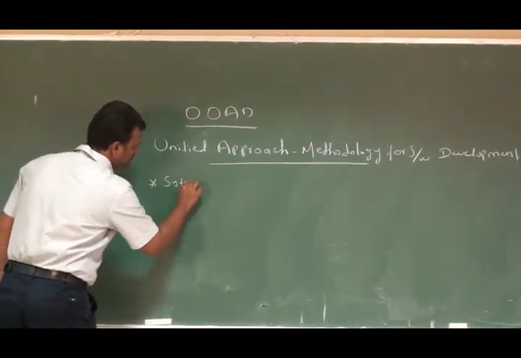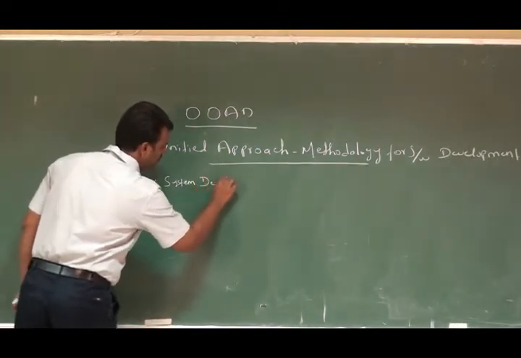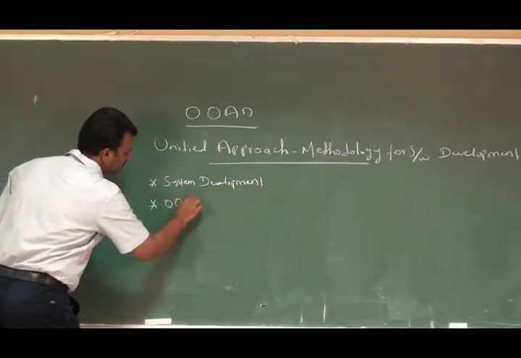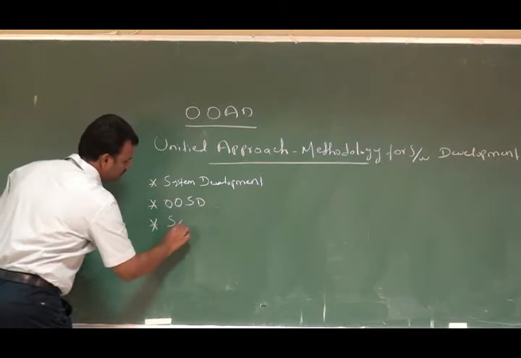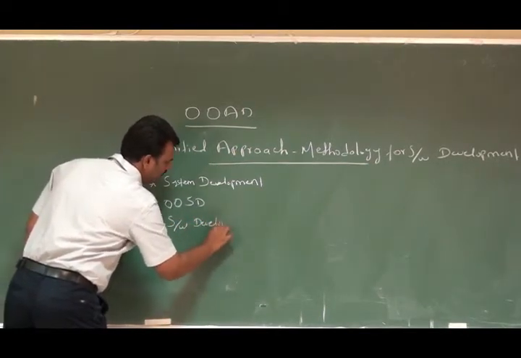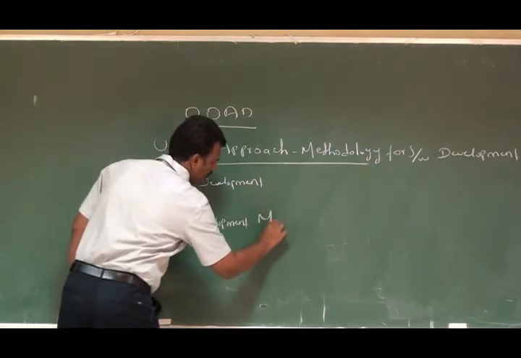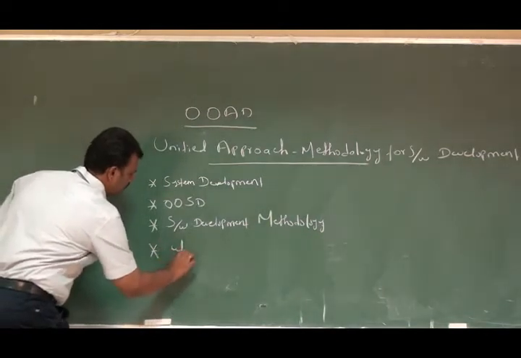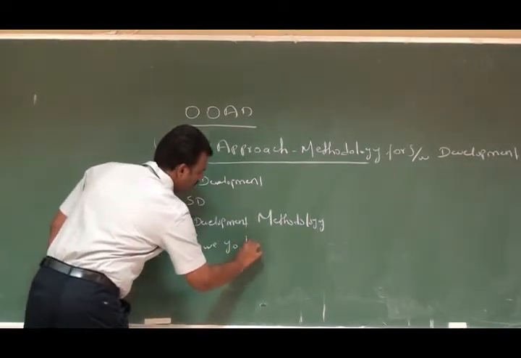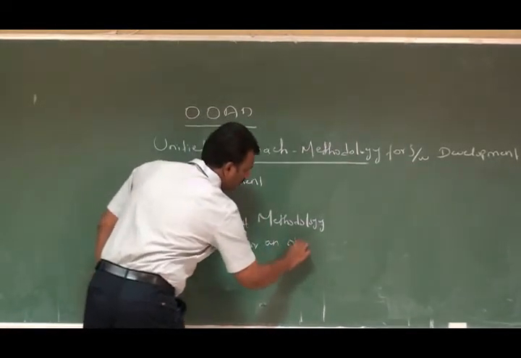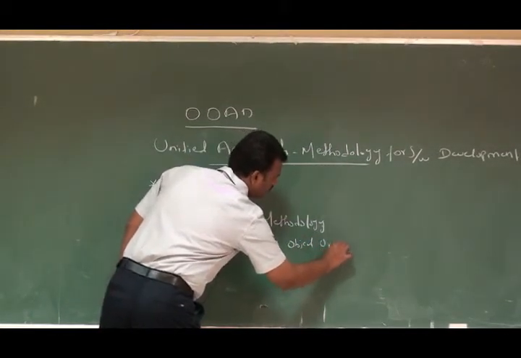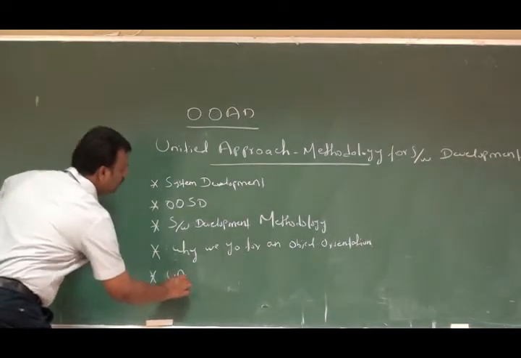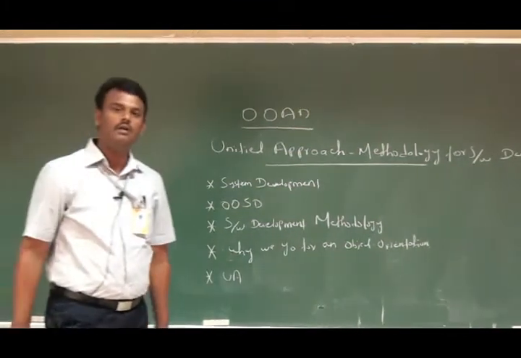Before we start, what do you mean by system development? What is object-oriented system development? The third one, what is a software development methodology? Then why do we go for object orientation? The last one, the unified approach. That's why our topic is the unified approach, the methodology for software development.